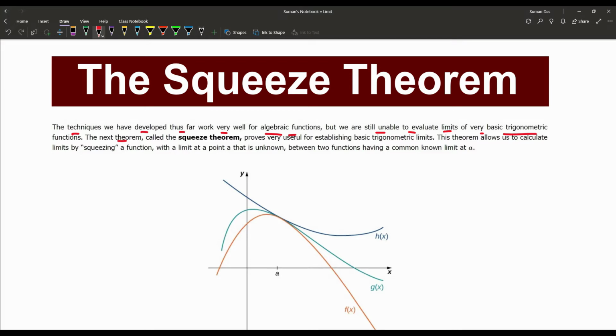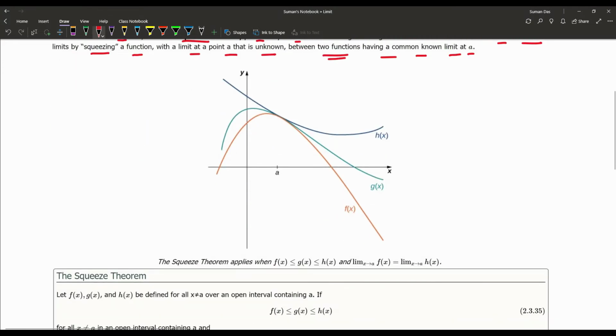And then the next theorem, called the squeeze theorem, has been developed, and that proves very useful for establishing very basic trigonometric limits. The theorem allows us to calculate limits by squeezing a function with an unknown limit at a point between two functions having a common known limit at a. We can also say the squeeze theorem is the comparative study of the limit theorem. So let's check what happens in the squeeze theorem.